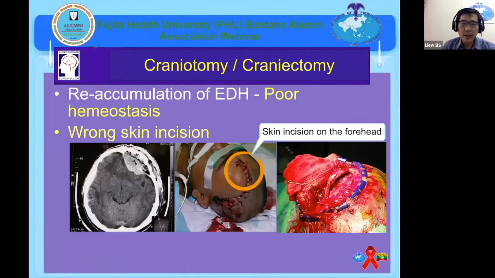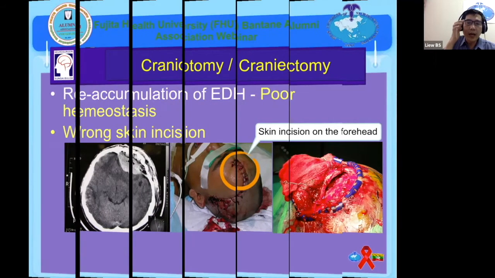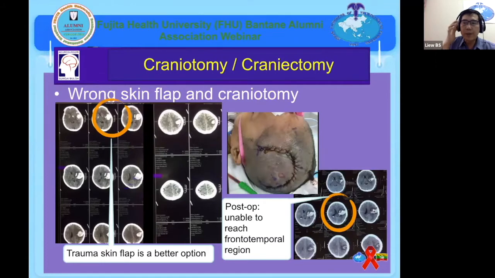And again, this is just to show that many wrong things can happen. This is something that people don't do anymore, a skin incision over the forehead with a residual hematoma or recollection of the hematoma. And this is also another common problem in neurosurgery: a wrong skin flap being selected for a lesion, especially in a hypertensive bleed or in trauma where the localization is wrong, and as a result the surgeon is unable to evacuate the clot and resurgery is warranted in this case.